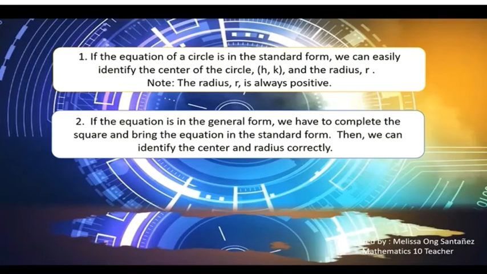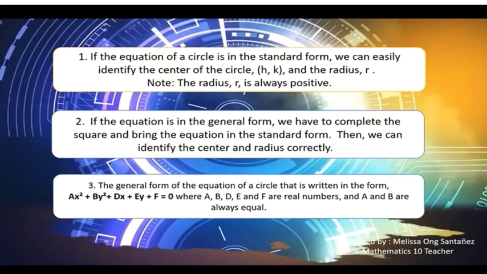Yes? The general form of the equation of our circle is written in the form ax squared plus by squared plus dx plus ey plus f equal to 0, wherein a, b, d, e, and f are all real numbers, and a and b are always equal. Why? Because as you can see, we only have x squared plus y squared, so basically their coefficient is automatically 1. So we can't have 2x squared plus y squared. It will not be an equation of a circle. We will talk about that as we go along onto your next topic.